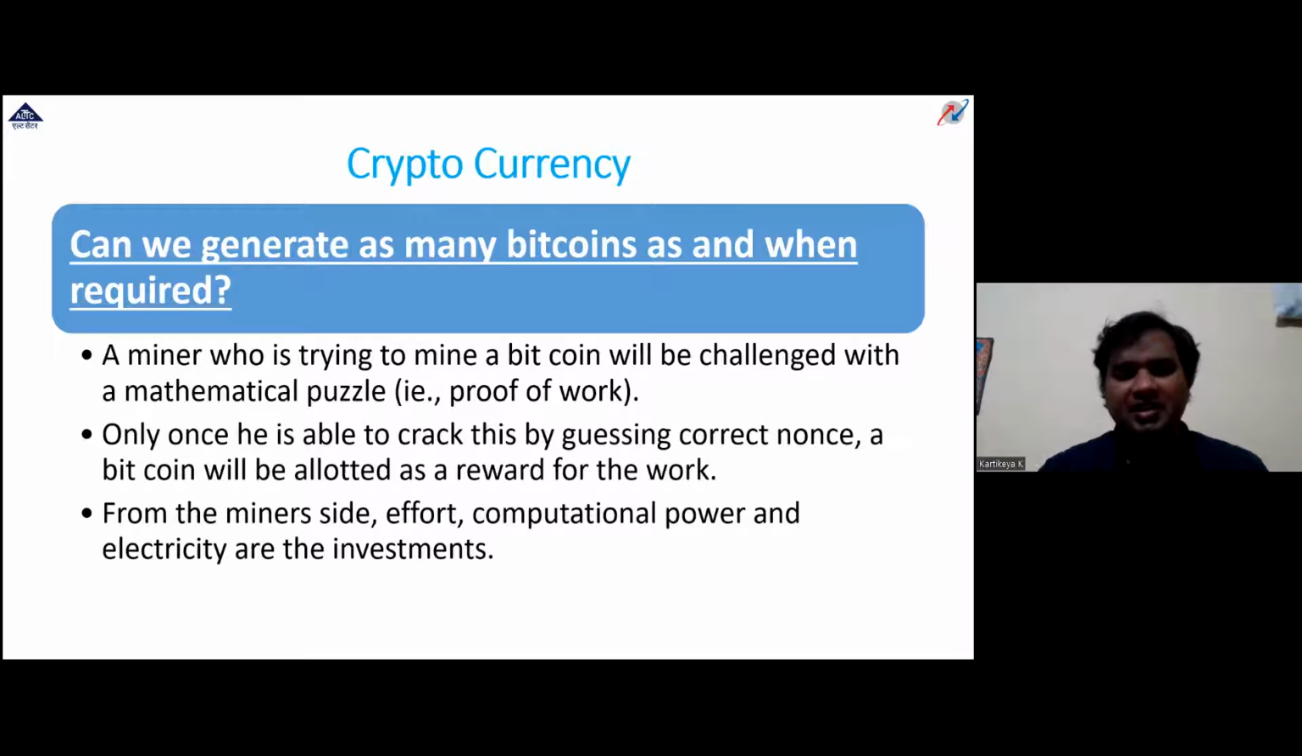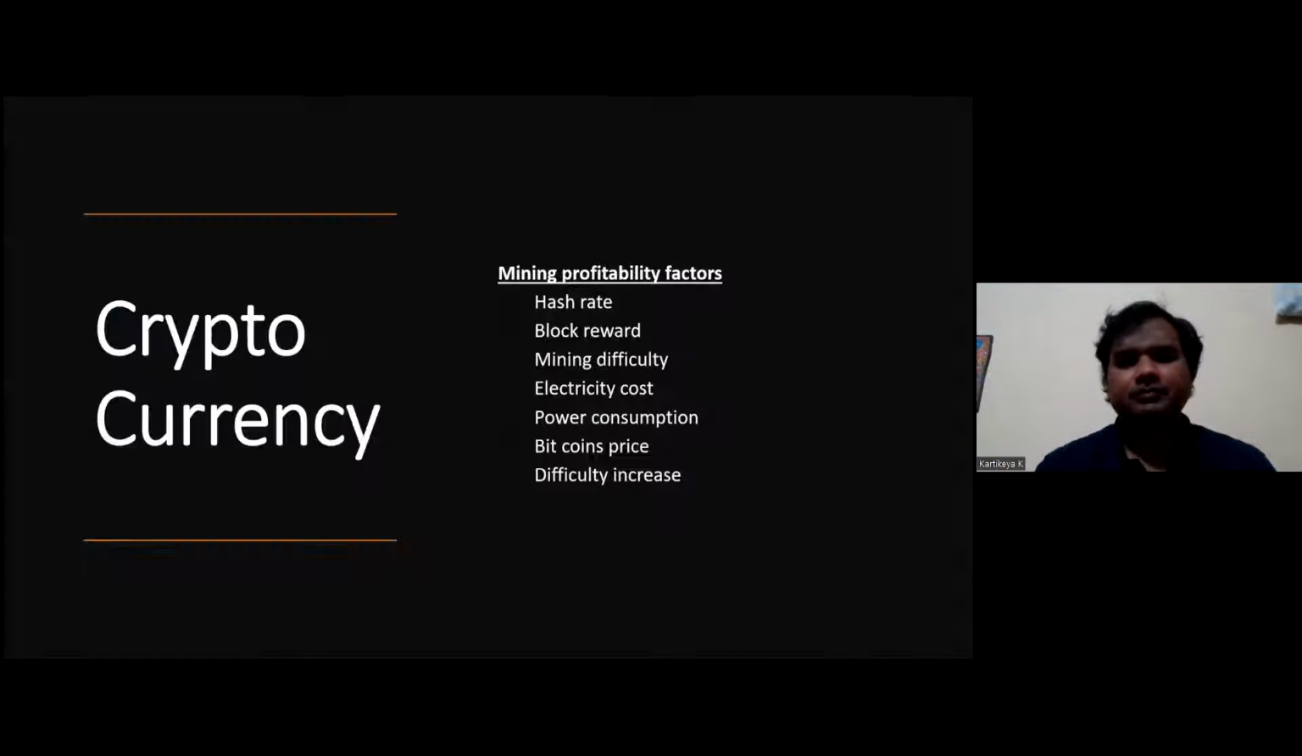What is the work? Computational power, electricity, or the investments. That means the miner has to invest time and energy, and should have good computational power and electricity for running the processors. These are the investments from the miner side. So what factors affect mining profitability? The factors are hash rate, block reward, mining difficulty, electricity cost, power consumption, Bitcoin's price, and the increase in difficulty.